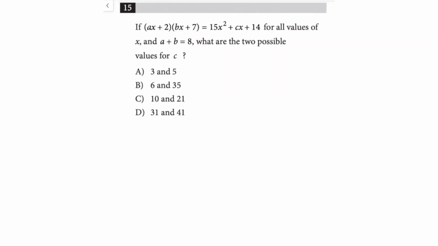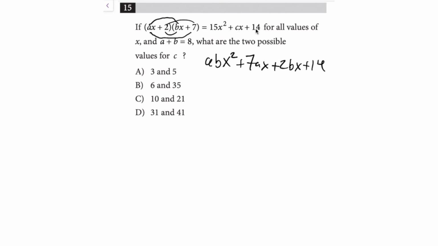15. If the quantity ax plus 2 times the quantity bx plus 7 equals 15x squared plus cx plus 14 for all values of x, and a plus b equals 8, what are the two possible values for c? So first thing I'm going to do is multiply these out. So if I FOIL it, I'll do ax times bx is abx squared. And then ax times 7 is 7ax, plus 2 times bx, that's 2bx. And then 2 times 7 is 14.